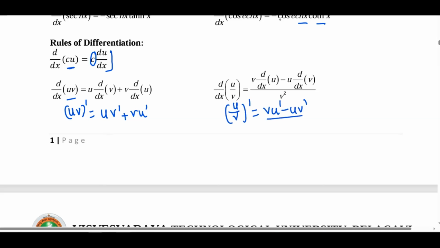Then you have the rules of differentiation. Whenever we have a constant with a variable, the constant can be taken out and we only differentiate the variable. Then you have the product rule: the derivative of uv, written as (uv)', is uv' plus vu'. This is the product rule for differentiation. For the quotient rule, (u by v)' is written as vu' minus uv' divided by v square. This is the quotient rule.